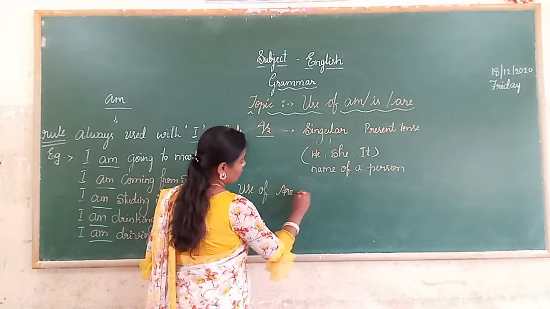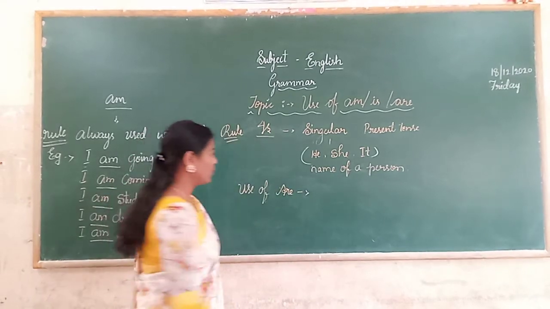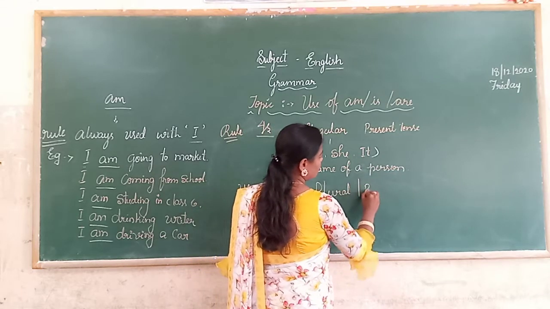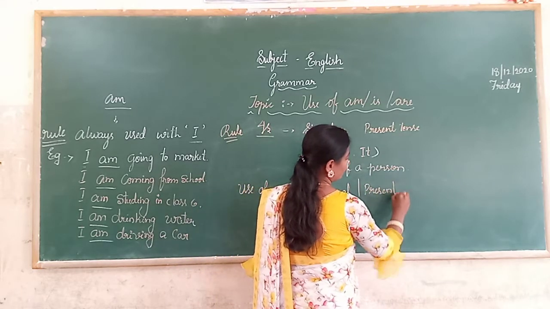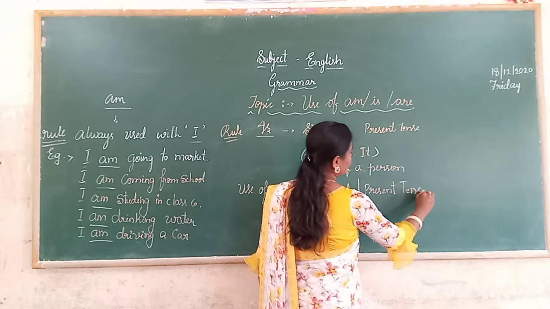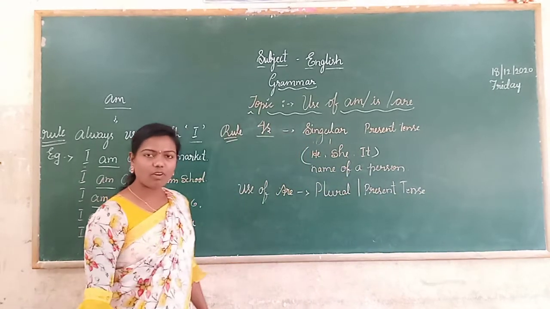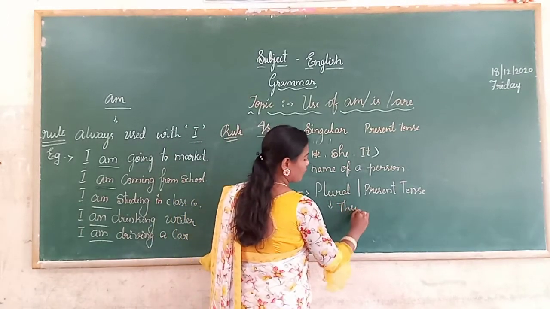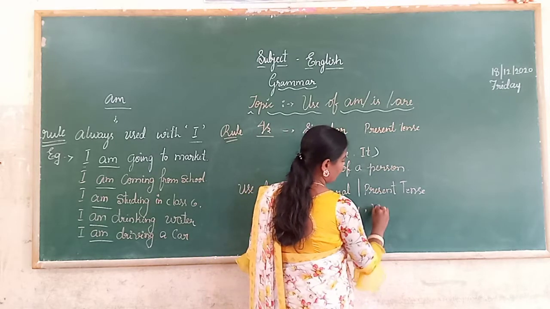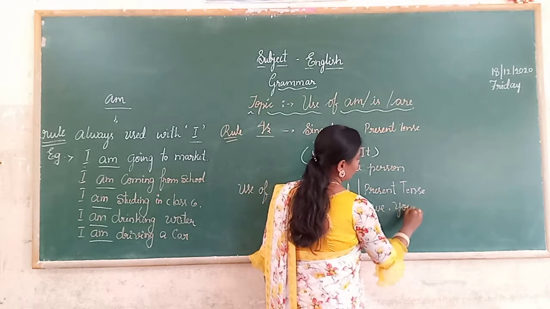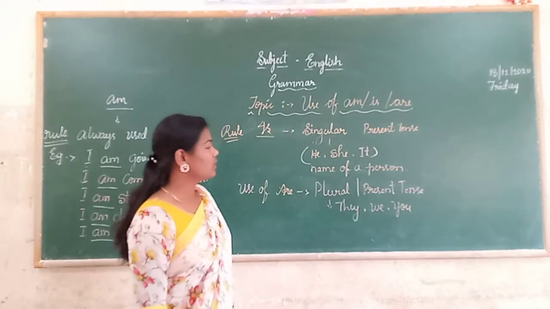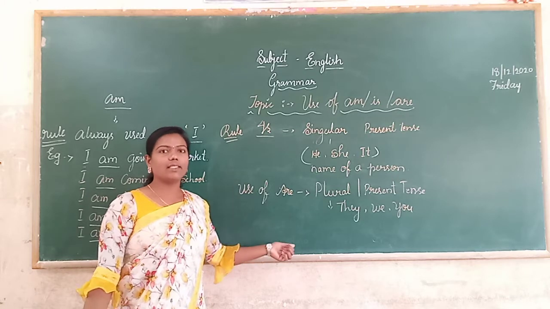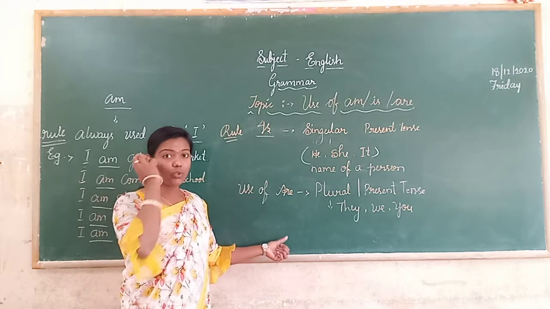Use of are. Okay, dear students, what is the rule? The rule is plural in present tense. It is used with plural forms in present tense. Which are the plural forms? Plural pronouns are they, we, you. These are plural pronouns. With the plural pronouns in present tense, we use are.